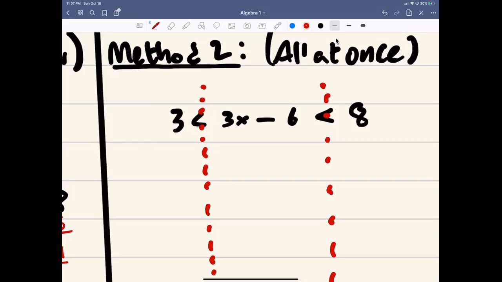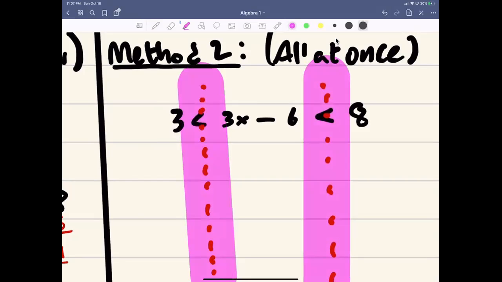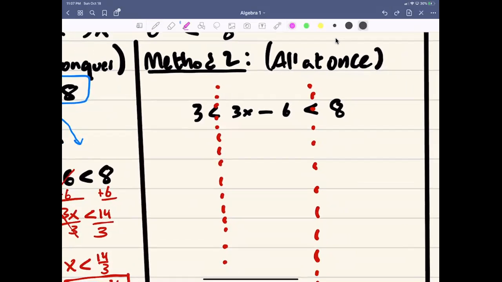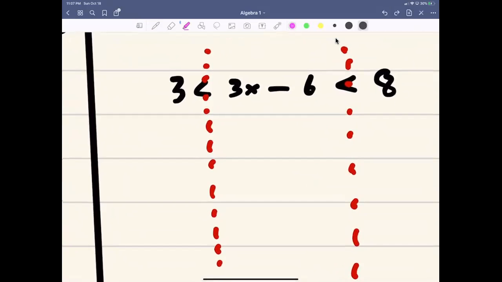So for method number 2, what I want you guys to do is draw these dotted lines, right? 2 dotted lines between each inequality symbol. All right. And what I want you guys to pretend is, let's say we didn't have this here. What would you do to solve this inequality? You would do plus 6, right? So what we're gonna do is the plus 6, right? We're gonna get x by itself.